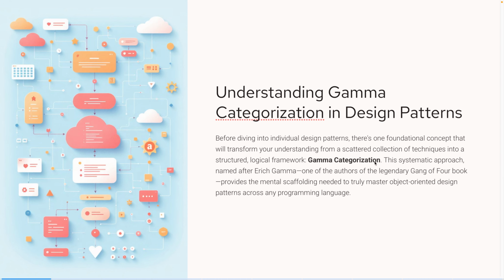So normally the design patterns have been categorized into different sets. Those are called the Gamma categorization. This systematic approach is named after Erich Gamma, one of the authors of the Gang of Four book, normally called GoF. This helps you truly master object-oriented design patterns across any programming language. That is the main thing. It's a categorization of the design patterns.